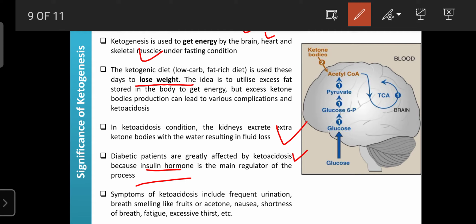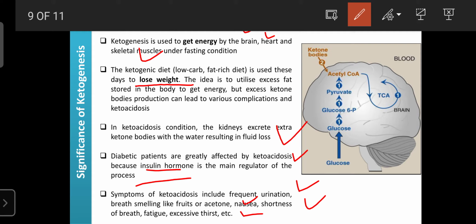Regarding the symptoms of ketoacidosis, these include frequent urination, breath smelling like fruit or acetone, nausea, shortness of breath, fatigue, and excessive thirst. So these are the signs and symptoms of ketoacidosis. So this is the pathway. The acetyl CoA can enter step by step into the TCA cycle, as well as enter the synthesis of ketone bodies. So these are very significant.